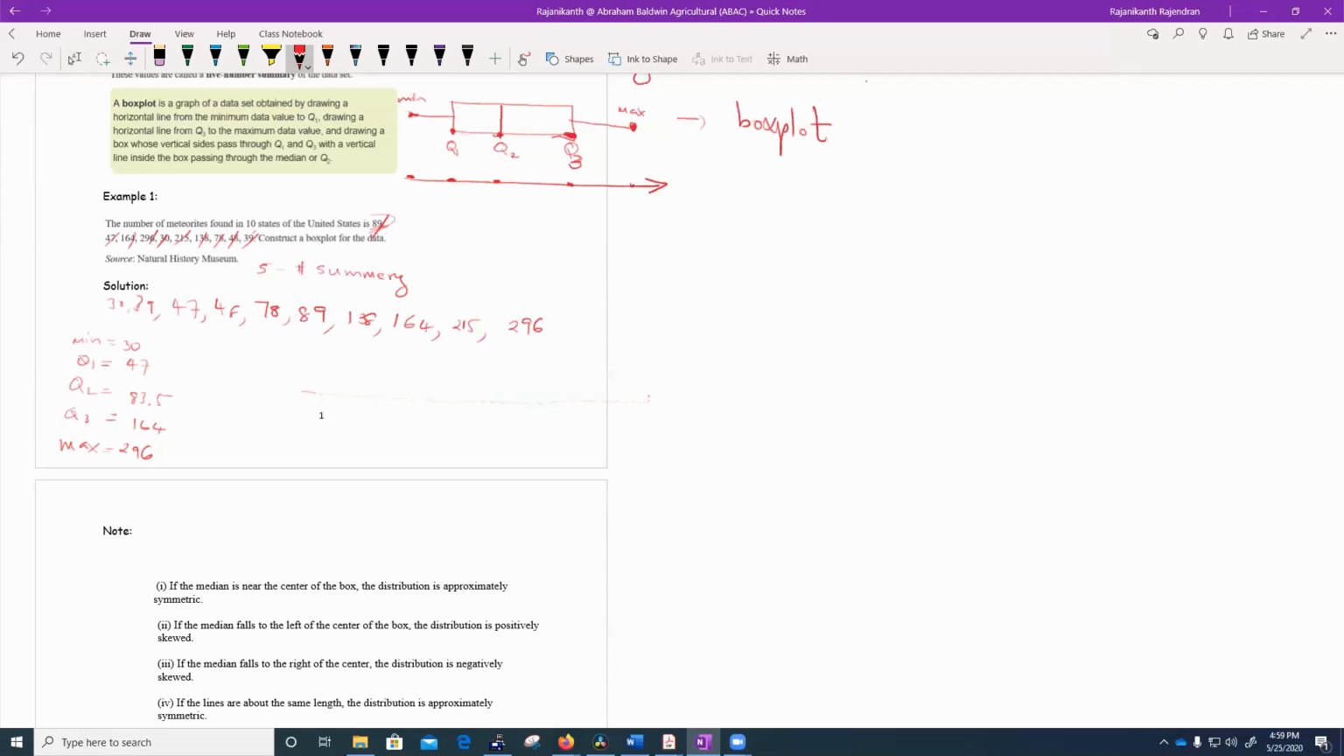You remember, all five numbers are arranged in order, the way I have written here: minimum is the smallest one, then Q1, Q2, Q3, and the maximum is the highest. You will find 30 somewhere here. Roughly, you could scale and find out the points. I'm taking this as my first minimum point. Then Q1, maybe 47, somewhere here. So the gap is now 17. Then I need to find Q2, 83.5, somewhere here.